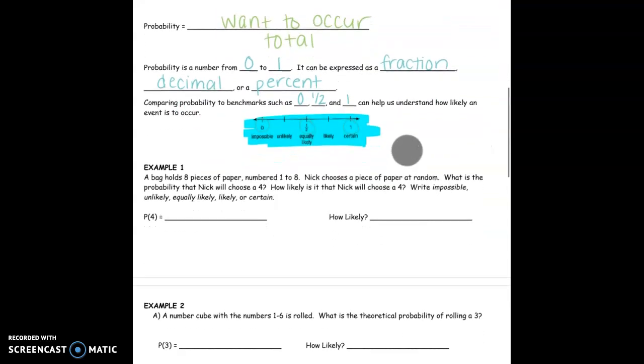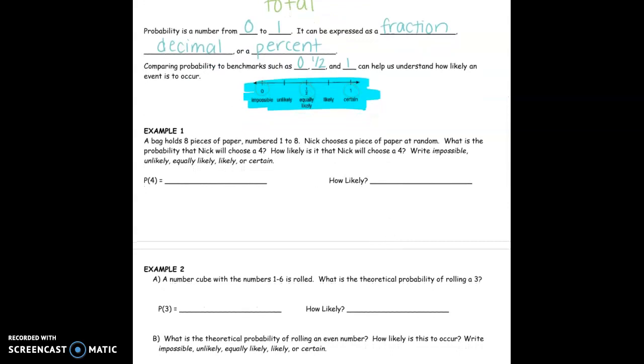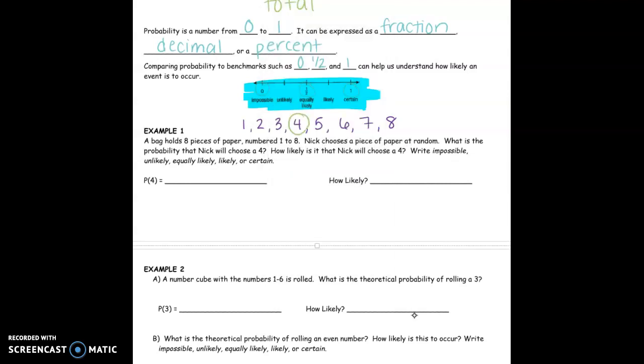So let's get into an example here. It says a bag holds 8 pieces of paper numbered 1 to 8. The first thing that I want us to do is make a list: 1, 2, 3, 4, 5, 6, 7, and 8. We're going to make a list 1 to 8 because that's how many pieces of paper there are. Nick chooses a piece of paper at random. What is the probability that Nick will choose a 4?